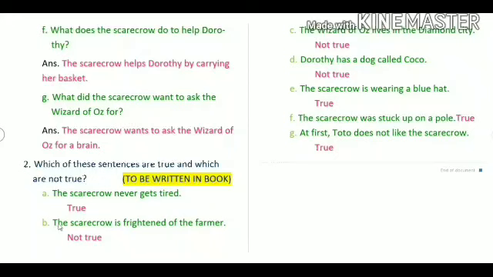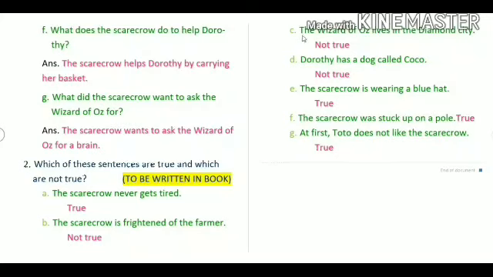Alright, next: the Scarecrow is frightened of the farmer. Frightened means afraid. So is the scarecrow afraid of the farmer? What did he say at the end of the story? He said, I am afraid of only one thing in the world, and that is a lighted match. That means he is not afraid of the farmer, isn't it? So this is not true.